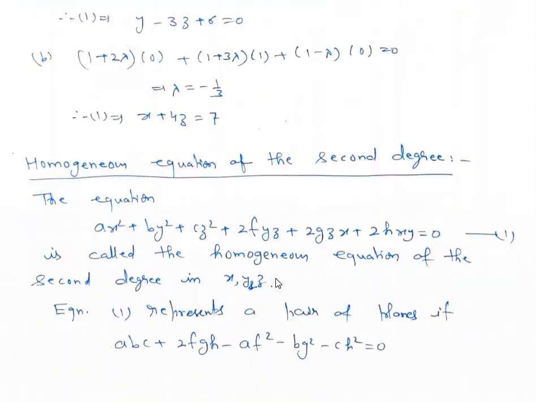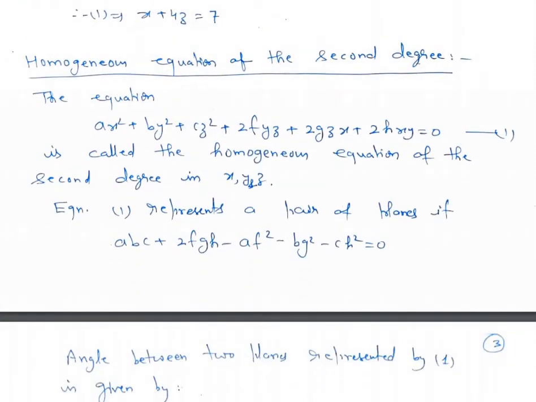Now we come to the next topic, homogeneous equation of the second degree. This equation ax² + by² + cz² + 2fyz + 2gzx + 2hxy = 0 is called the homogeneous equation of the second degree in x, y, z, because you can see that in this equation each term is of second degree.